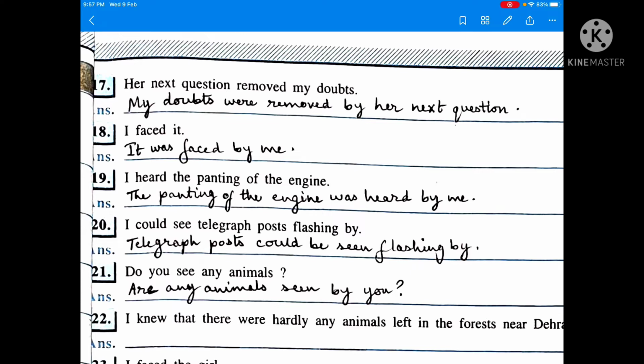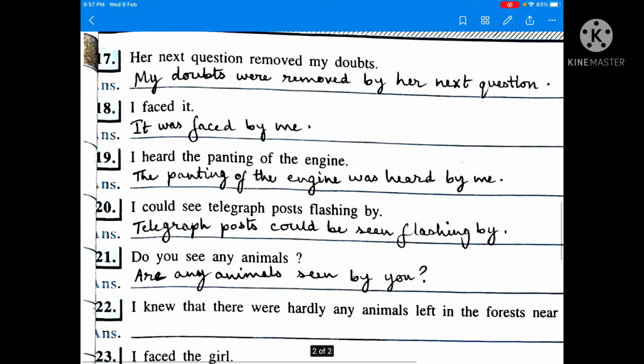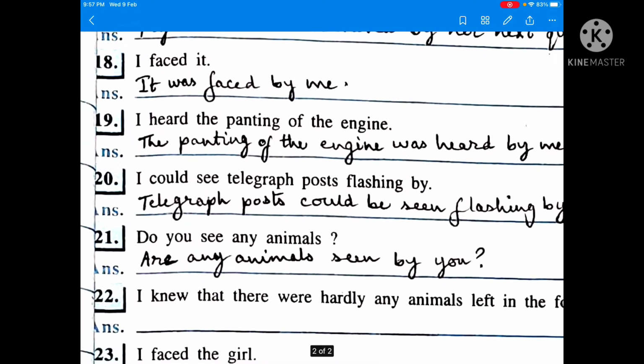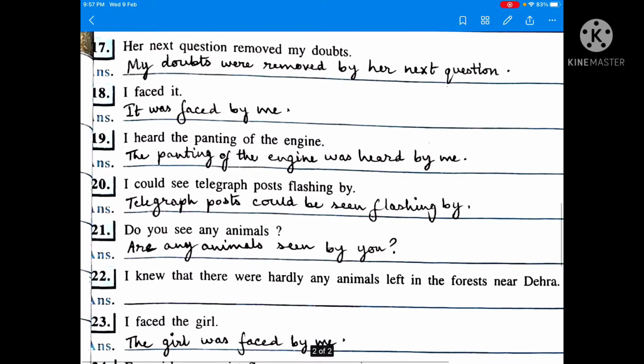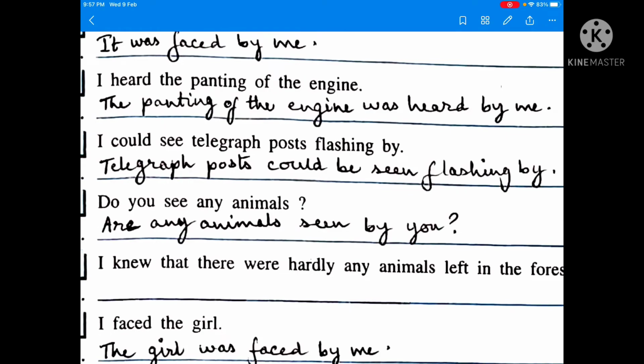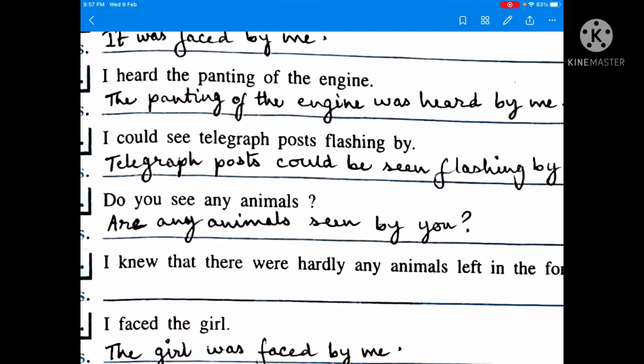I faced it. I, subject, faced, verb, it, object. It was faced by me. I heard the panting of the engine. I, subject, heard, verb, the panting of the engine, object. The panting of the engine was heard by me.